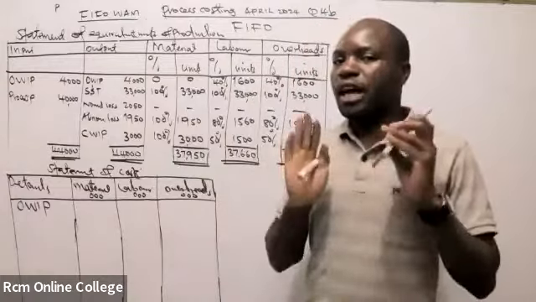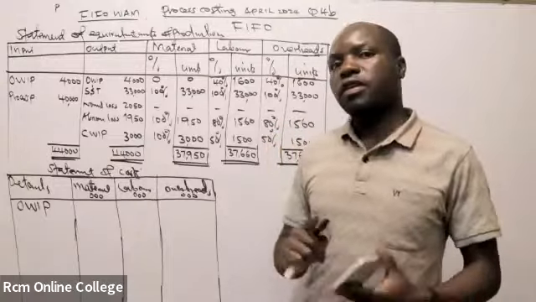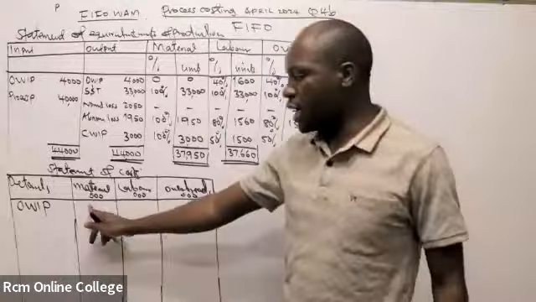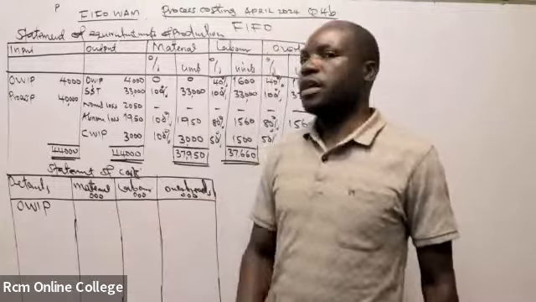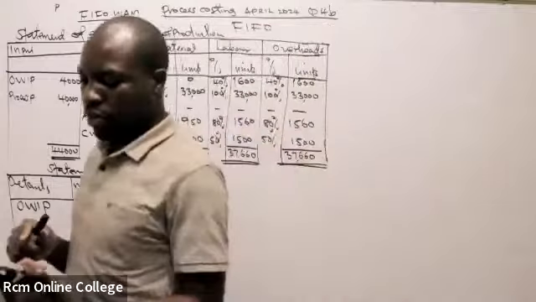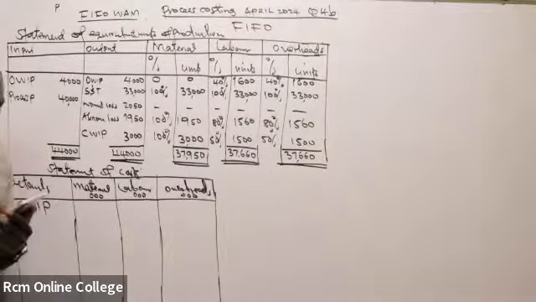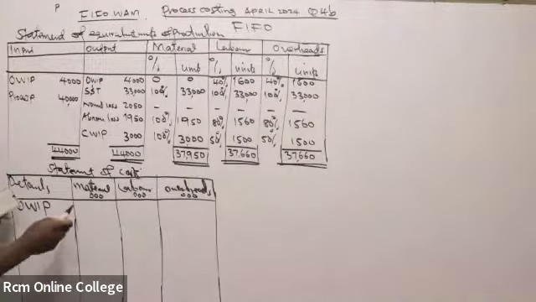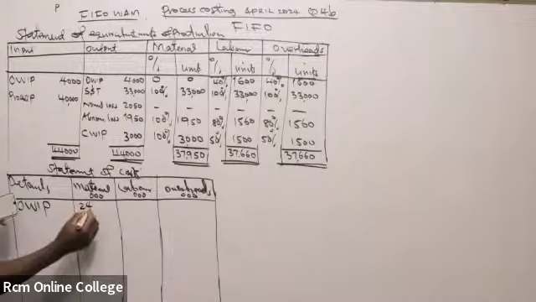What if it was a lump sum figure? If it was a lump sum figure, the entire amount is recorded under material. If you forget that, please put a note somewhere. So our opening work in progress, as I can see, material, we have 240,000.